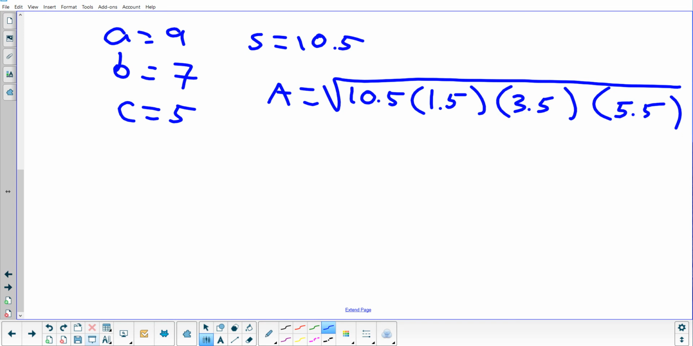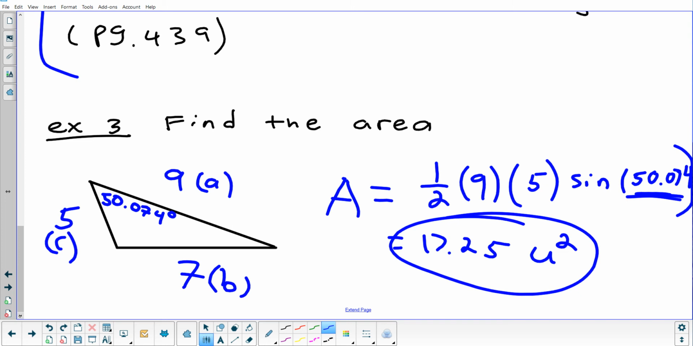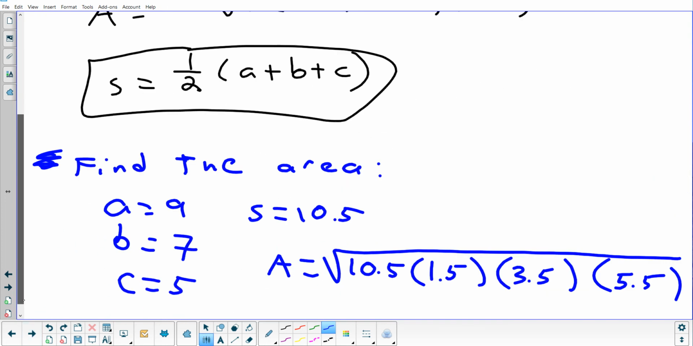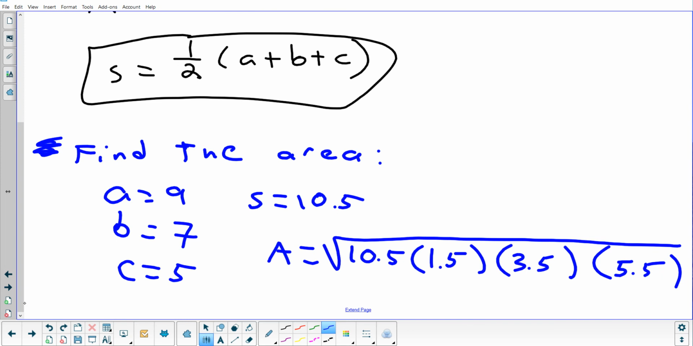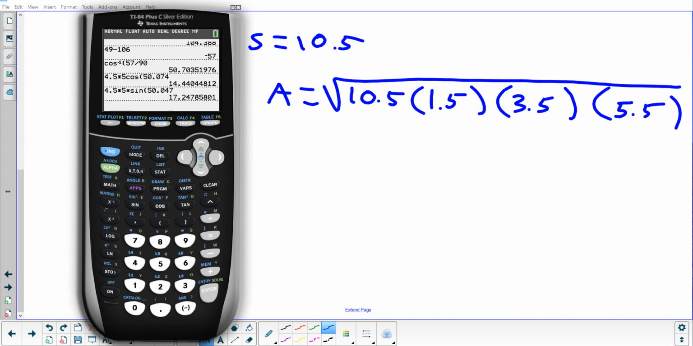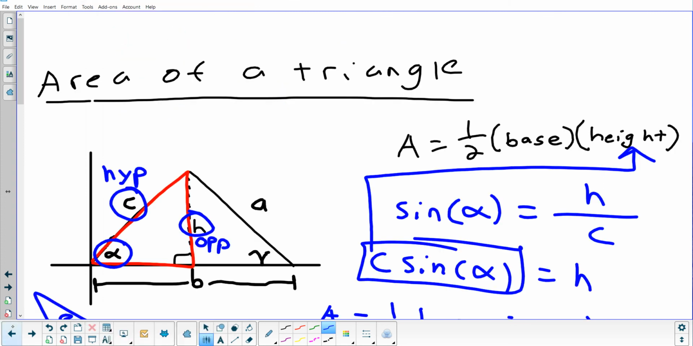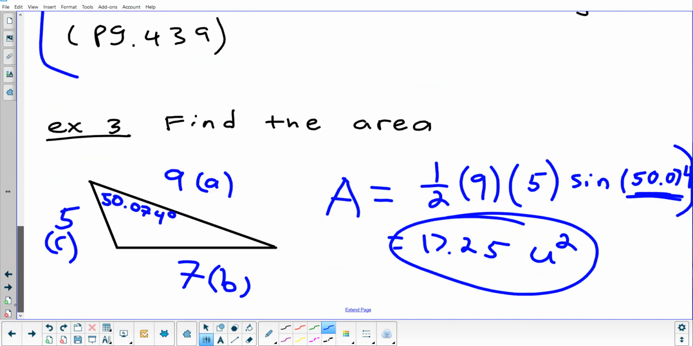Now, we've already done this. We already know the area of this triangle. It's 17.25. So let's try it with this formula, and we should get the same thing without having to find the angle. Okay, let's check it out. Square root of 10.5 times 1.5 times 3.5 times 5.5. So remember, we're shooting for 17.25, and we got 17.41.